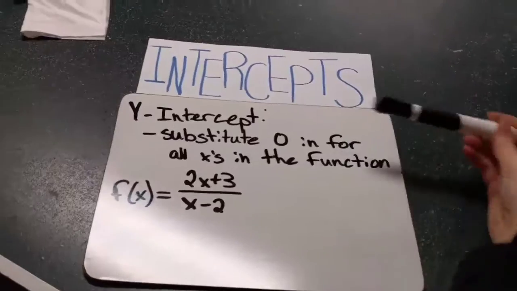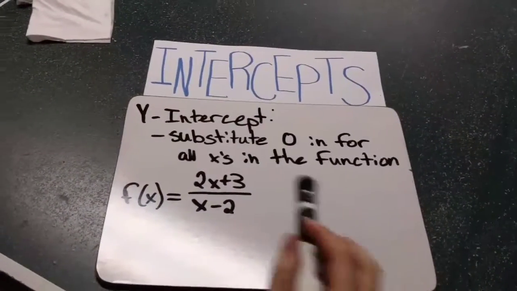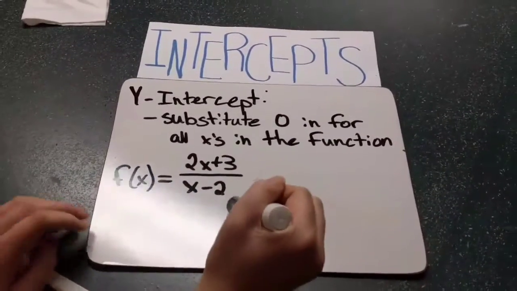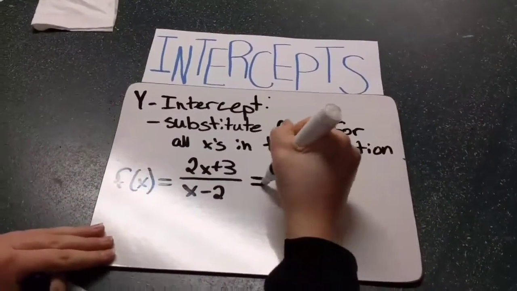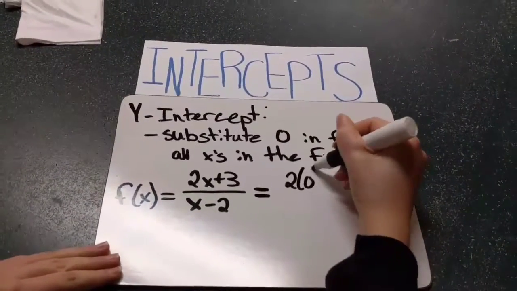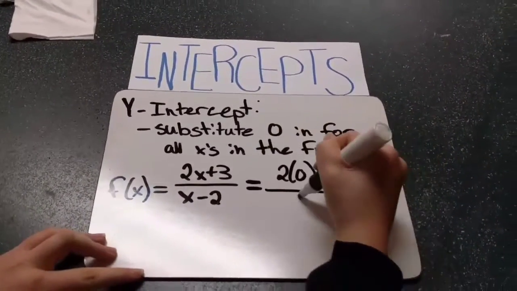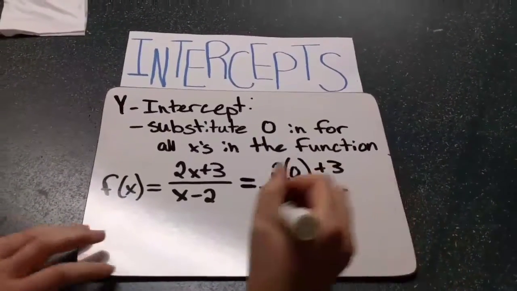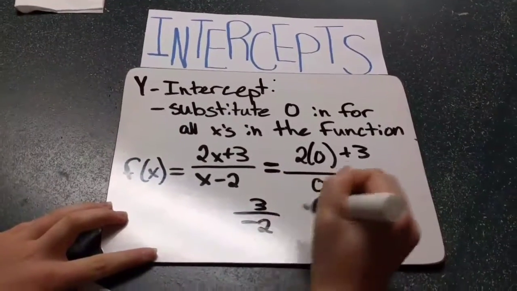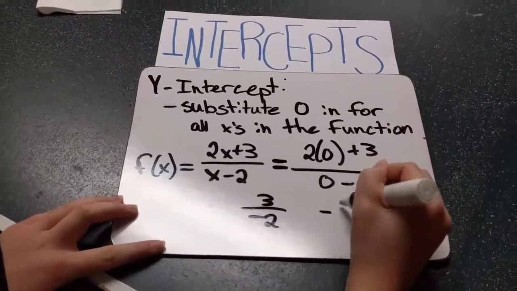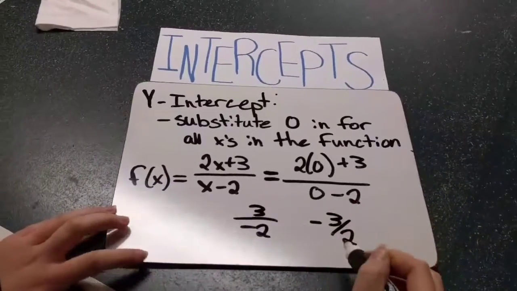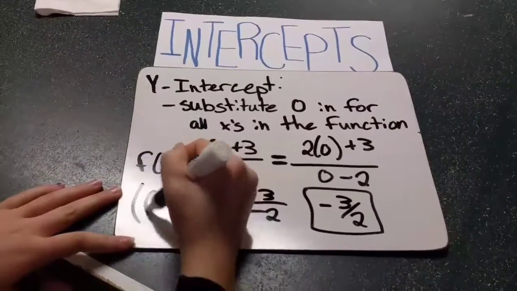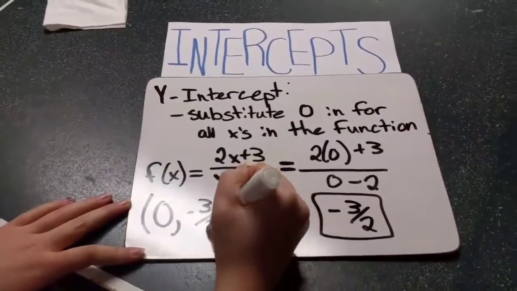So now we have to figure out how to find the y-intercept. To find the y-intercept, you're going to substitute 0 in for all x's in the function. For example, if we had f of x equals 2x plus 3 over x minus 2, this would equal, if we plug 0 in, 2 times 0 plus 3 over 0 minus 2. So now 2 times 0 is 0, and then obviously 0. So we're going to have 3 over negative 2, which also is negative 3 halves. So our y-intercept is going to be negative 3 halves. But if we were going to write this as a point, it would be 0, comma, negative 3 over 2.